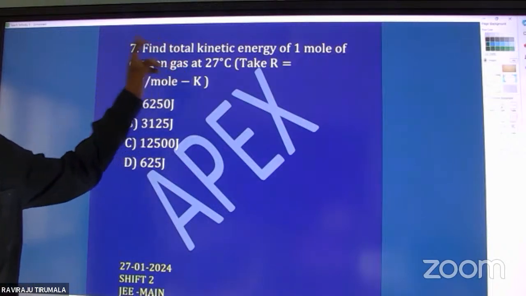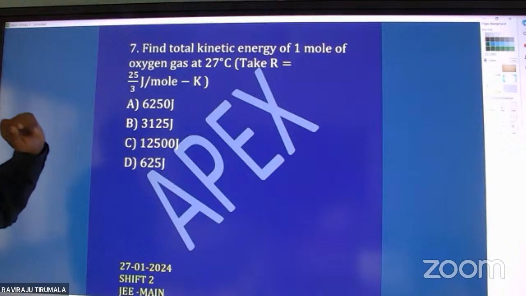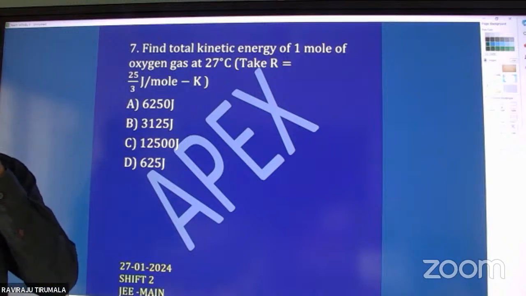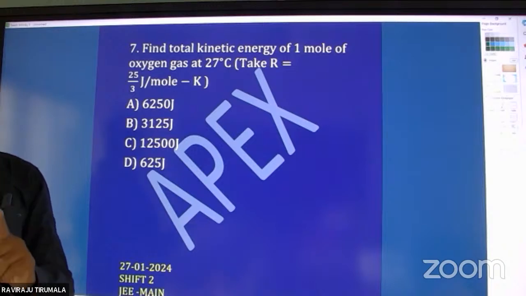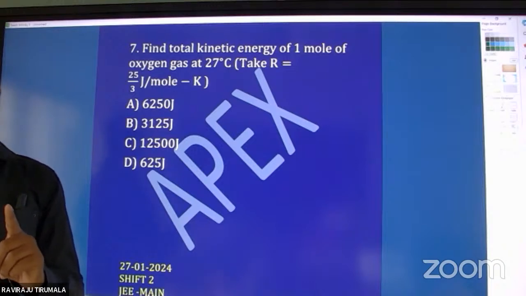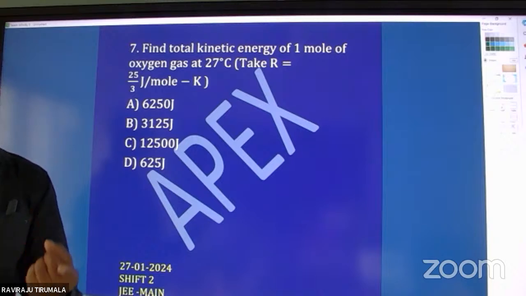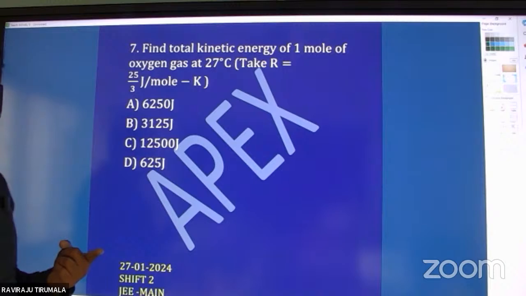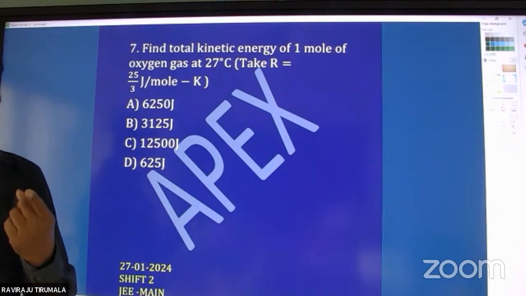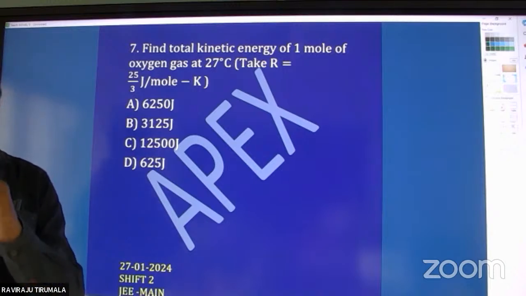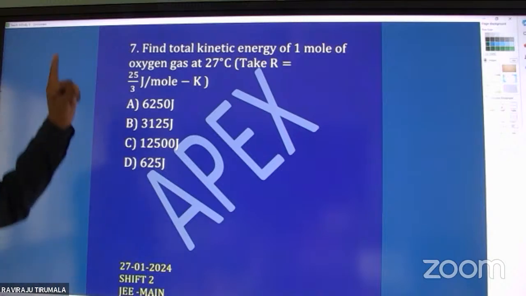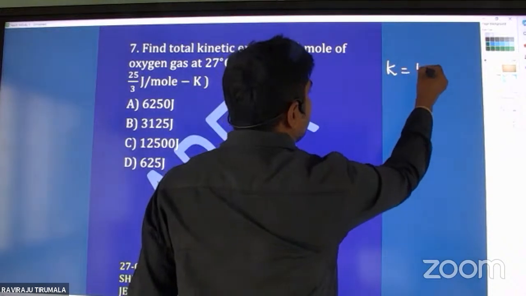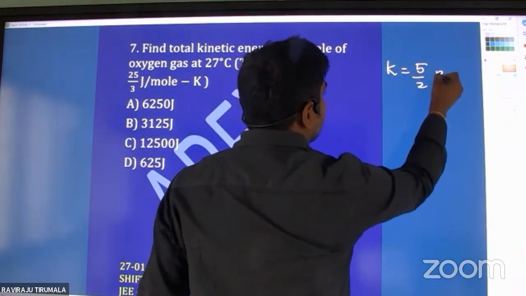Oxygen means it is a diatomic gas. For a diatomic gas, how many degrees of freedom will be there? 5 degrees of freedom. Each degree of freedom will contribute half kT. 5 degrees of freedom will contribute 5 by 2 kT. For one molecule, the total energy is 5 by 2 kT. For one mole, the kinetic energy will be 5 by 2 RT.